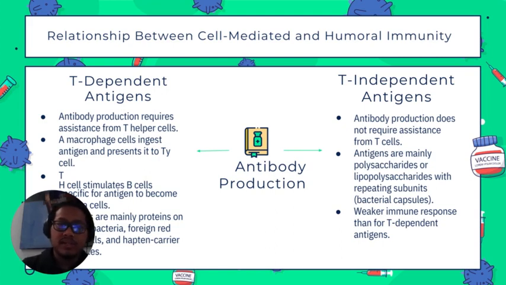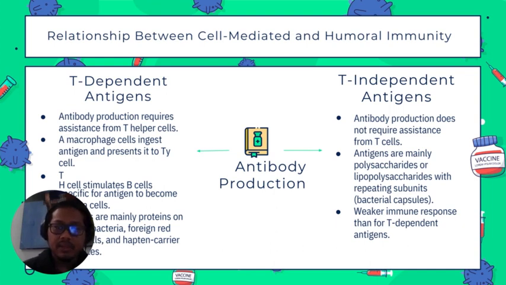So, what is the relationship between cell-mediated and humoral immunity? We have T-dependent antigens and T-independent antigens. For the T-dependent antigens, the antibody production requires assistance from T helper cells, while the T-independent antigen does not require assistance from the T cells. For the T-dependent antigens, a macrophage ingests antigens and then presents them to the T helper cells.